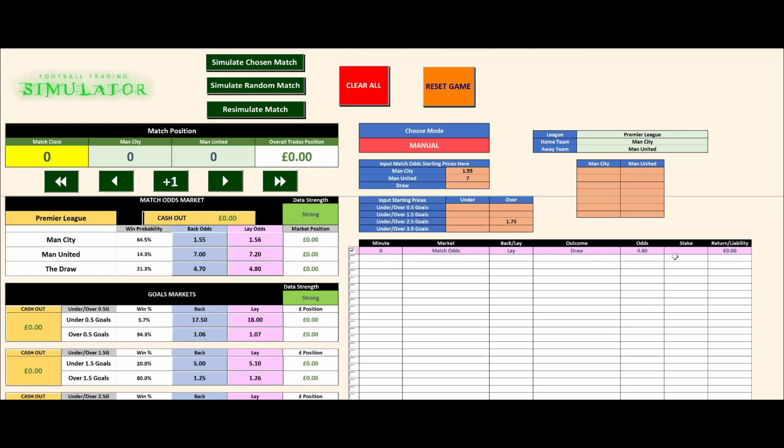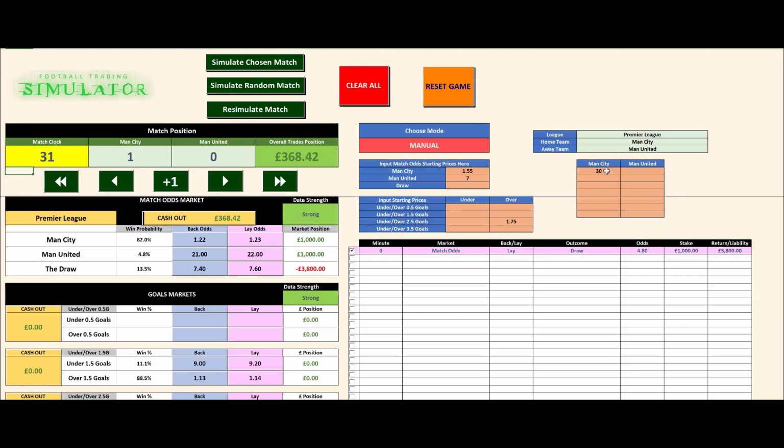So click on the draw to lay the draw. We're going to lay the draw here with £1,000. Now, just for example's sake, let's say Man City take the lead in the 30th minute. Let's move the clock forward 31 minutes. And you can see that would give us a profit there of £368. And we just press cash out and exit out.